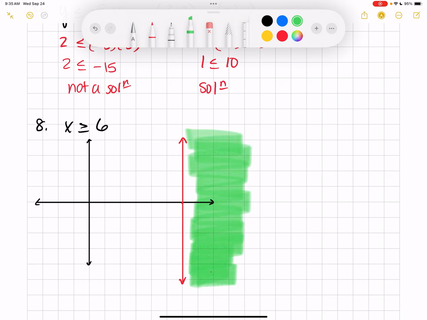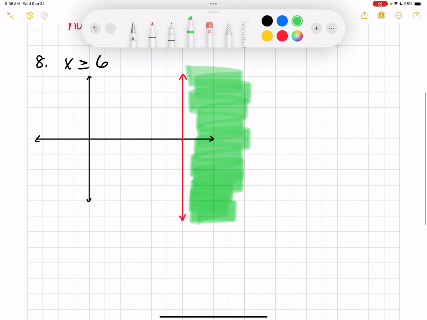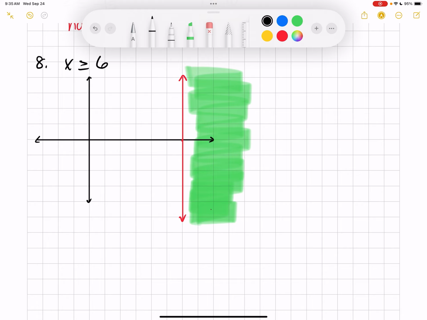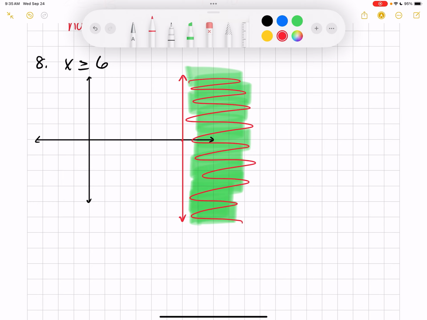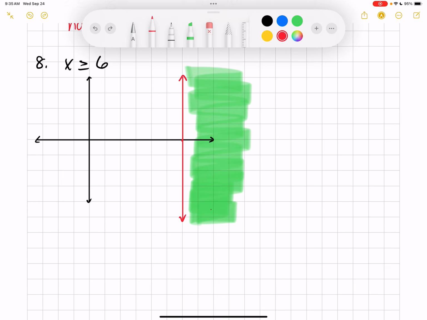Oopsie. And I can check by plugging in a point. I could plug in the point (8, 0). Well, if I plug in that 8 for x, 8 is greater than or equal to 6, so I'm good. If you want to use highlighters to shade, that's fine. If you want to use your pencil, you can obviously do something like that. That's sufficient for shading, but however you want to do it.